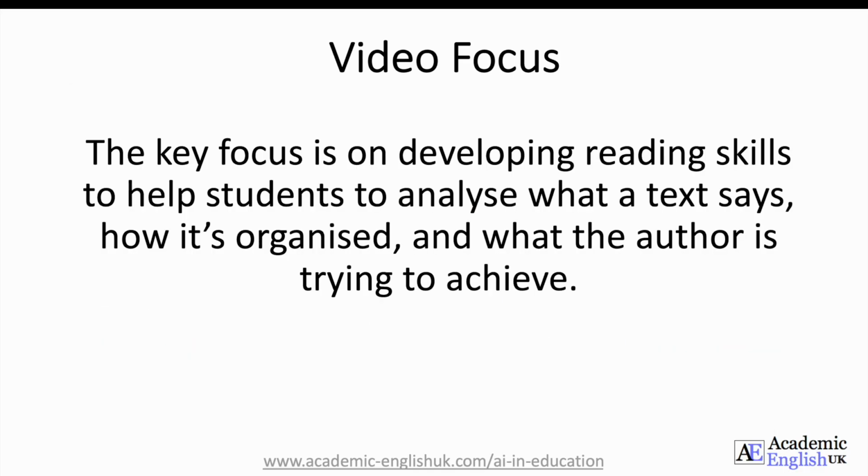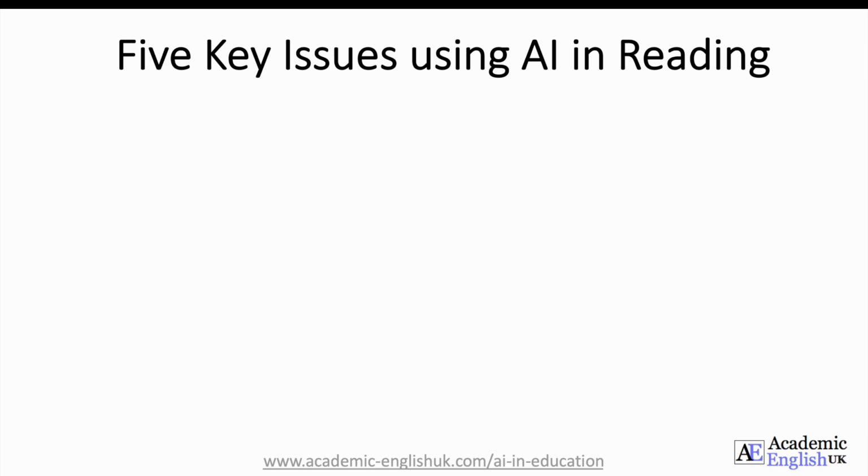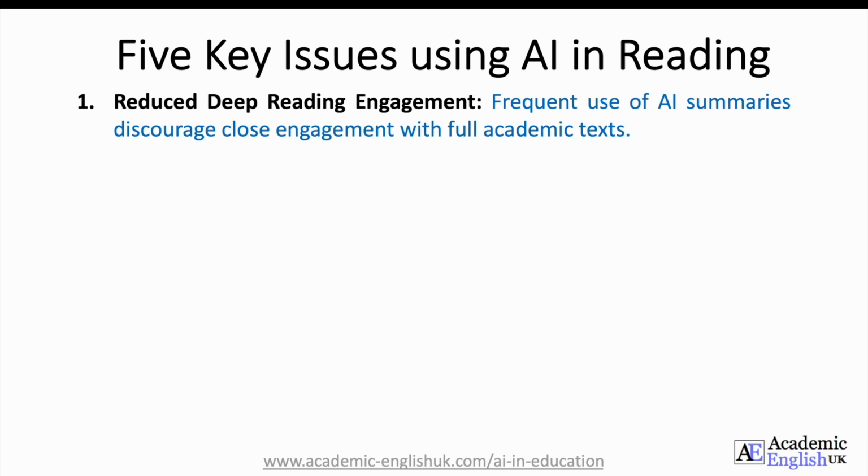So, with these headlines in mind, the primary focus of this video is on developing reading skills to help students, in basic terms, to analyze what a text says, how it's organized, and what the author is trying to achieve. At present, the key issues associated with using AI for university reading include: 1. Reduced deep reading engagement. The frequent use of AI summaries discourages close engagement with full academic texts.